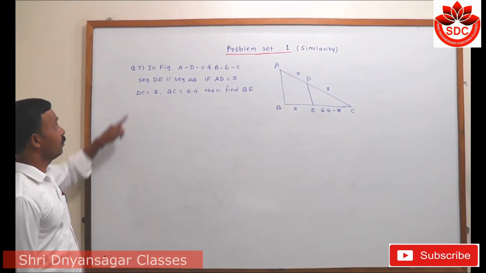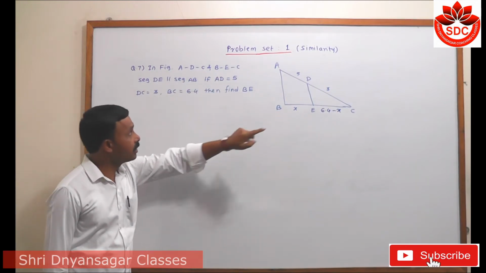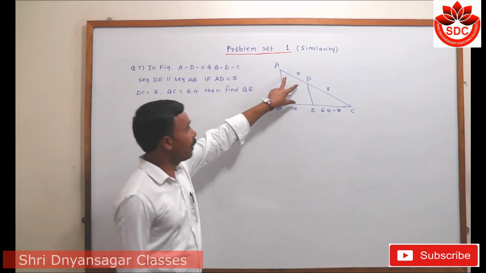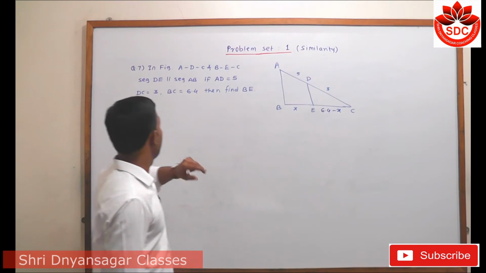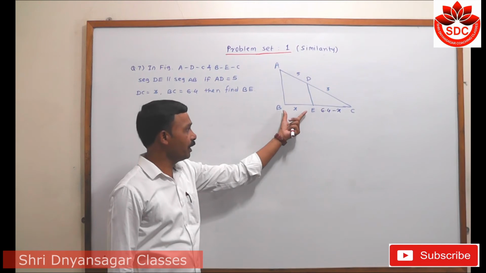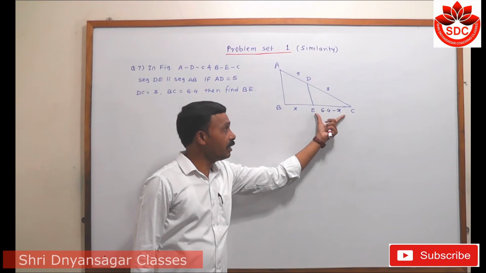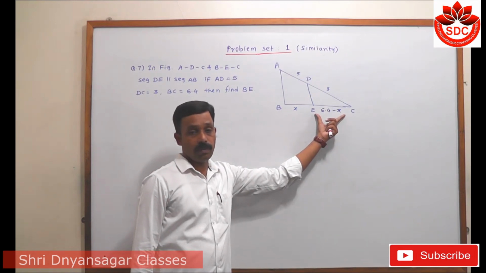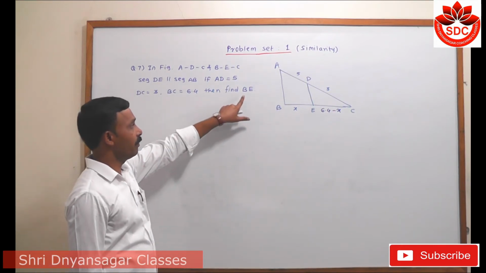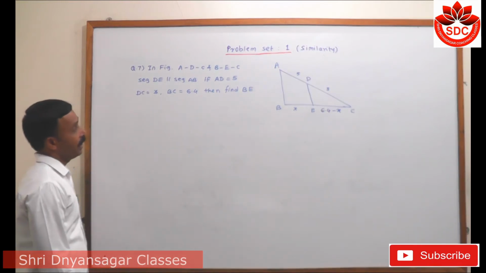Look at question number 7. In this figure, A'D'C', B'E'C', DE is parallel with AB, AD is 5, DC is 3, and total BC is 6.4. Now students, in your given, BE is X, total value is 6.4, so EC is equal to 6.4 minus X. It is directly given, so we directly use this and find the value of X. Now how to find? Look carefully.